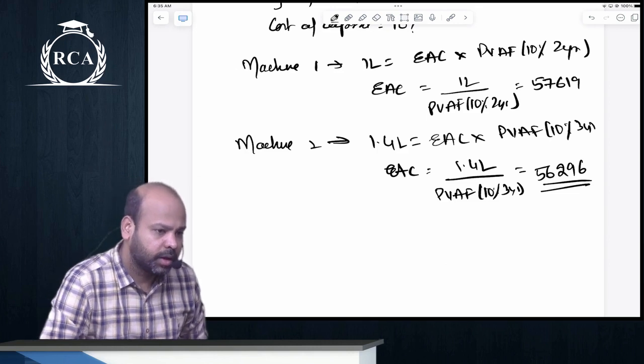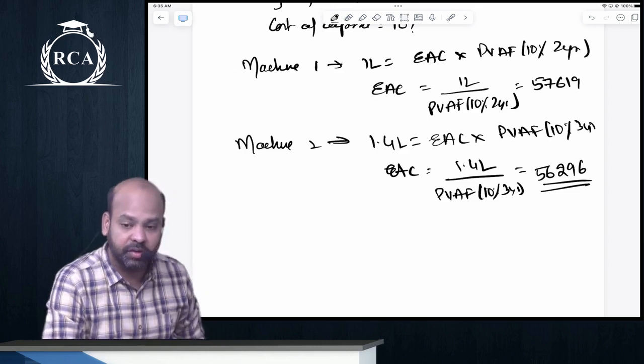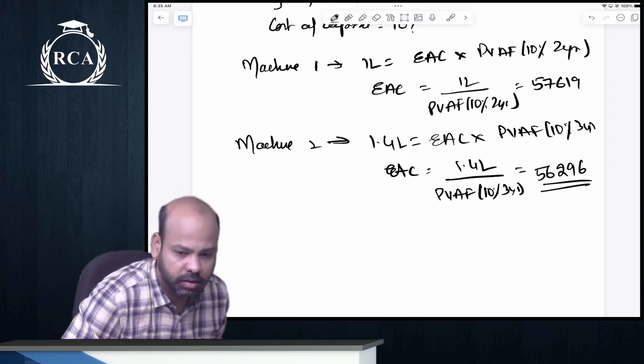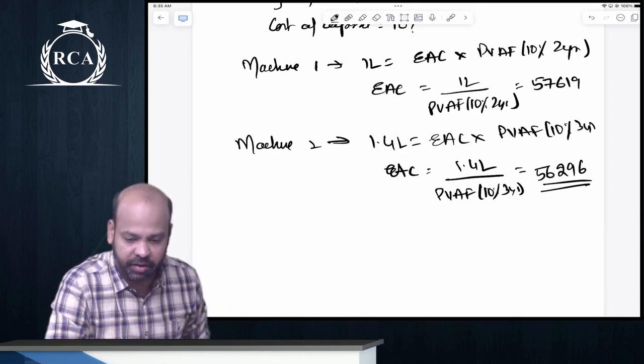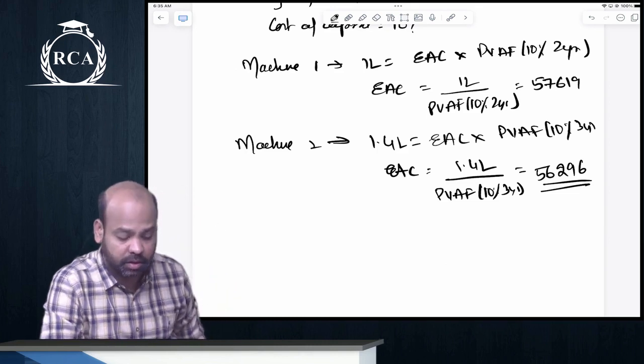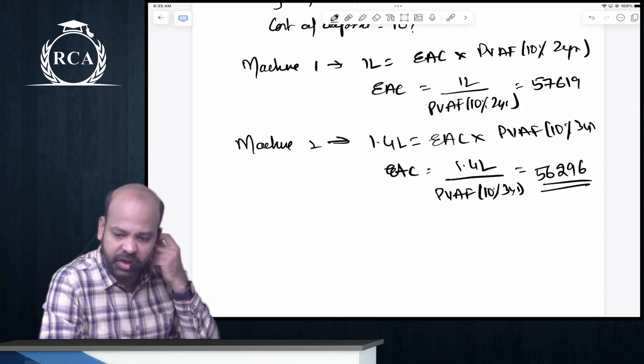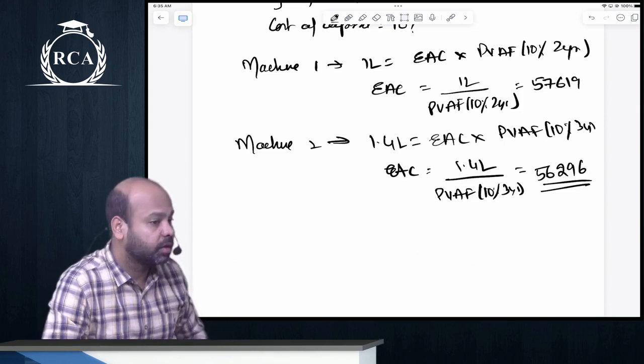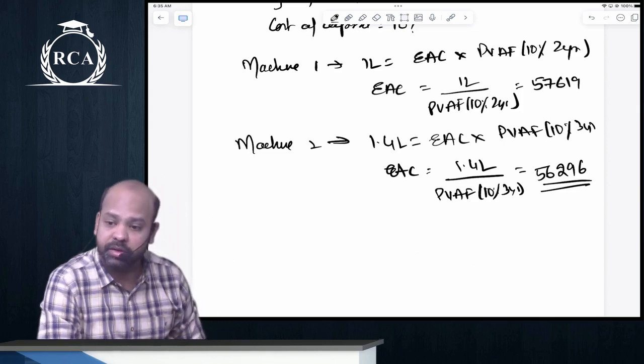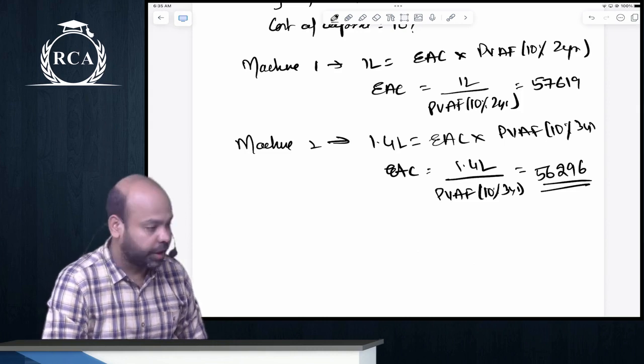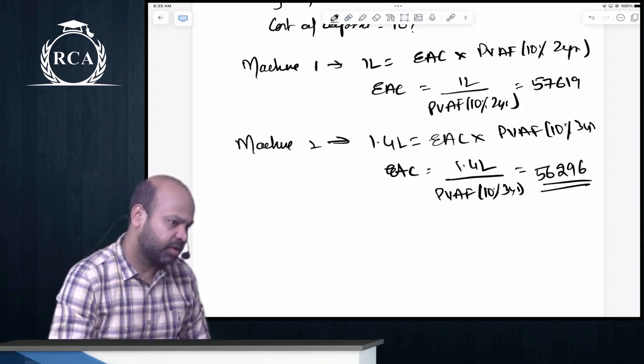Right, guys. As purchase of machinery is a recurring decision. Concept book is going on. As purchase of machinery is a recurring decision.